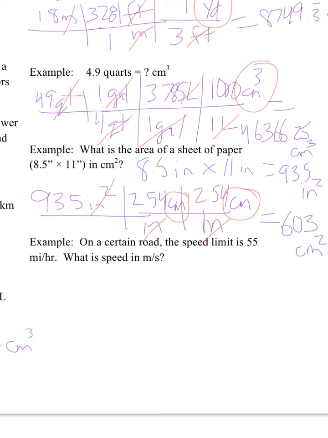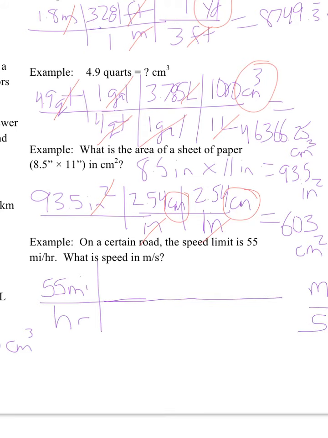Okay, last problem is when you have double units. So the speed limit under Jimmy Carter was 55 miles per hour, okay? And it's asking me the speed in meters per second. So this is not as hard as it looks. You're just going to convert the units separately. So I need to convert miles into meters. I want my answer in meters. And then separately, I'm going to convert hours into seconds.